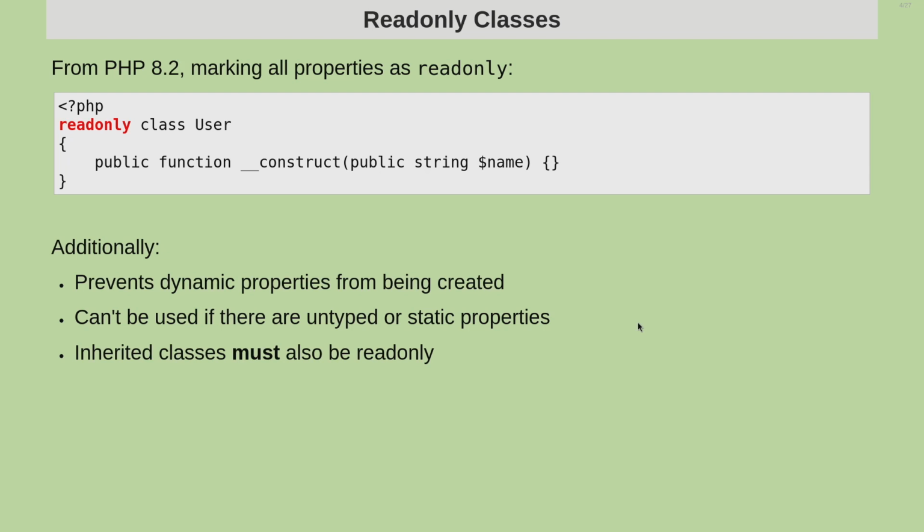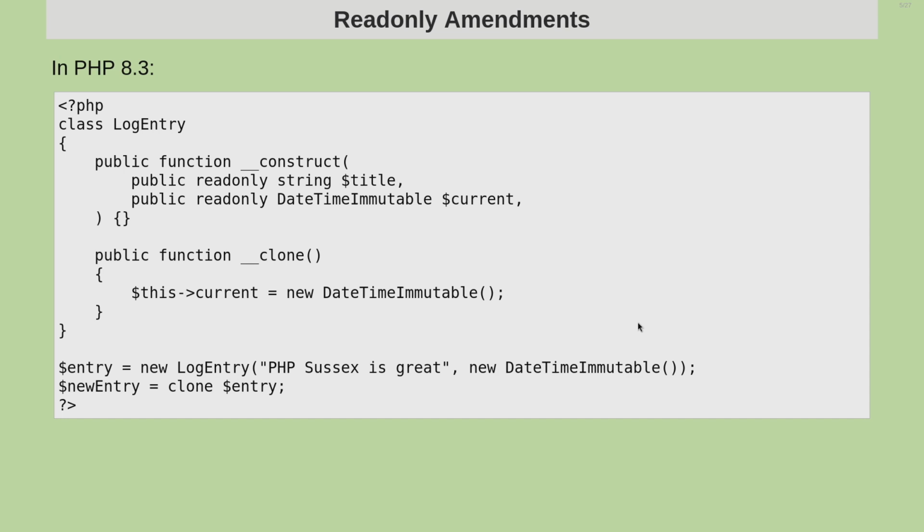Also, read-only keywords cannot be used on untyped or static properties. You can only use them on normal class properties. And it also means that inherited classes must also be read-only. So you can't inherit this user class with a class that isn't read-only. Somebody suggested changing that for PHP 8.3, so that you can also make inherited classes no longer read-only. But that suggestion failed.